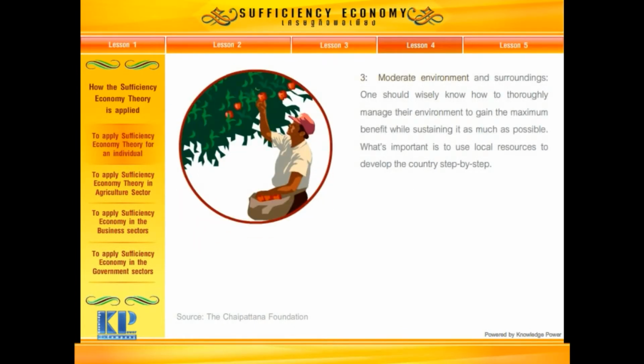3. Moderate environment and surroundings. One should wisely know how to thoroughly manage their environment to gain the maximum benefit while sustaining it as much as possible. What's important here is to use local resources to develop the country step by step.